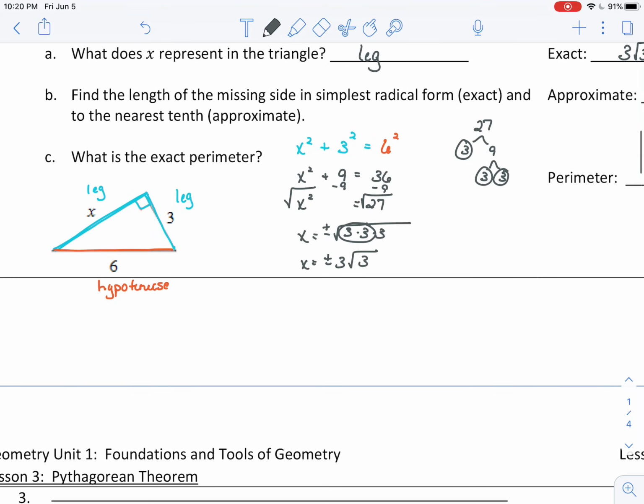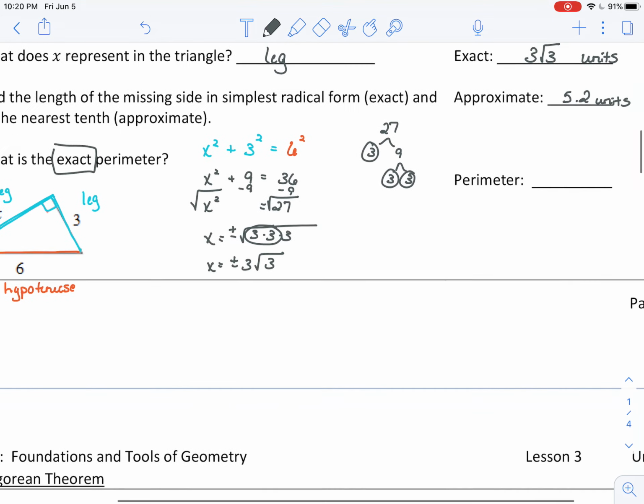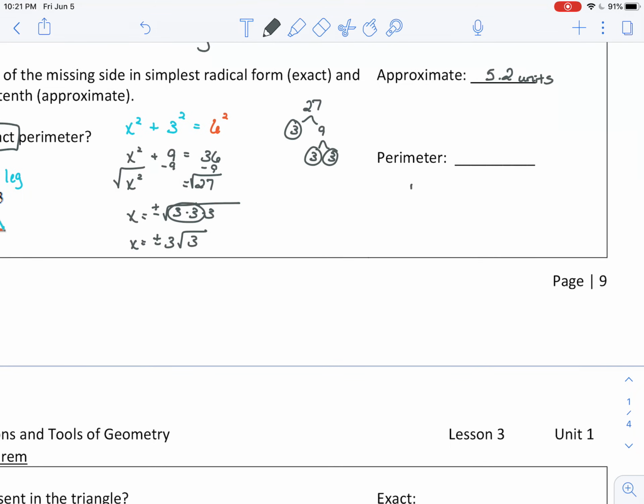And then if I want the perimeter, notice it says exact perimeter. I don't need that decimal solution. Perimeter is when you add up all the sides. We said one of the sides was a 3. The hypotenuse was a 6. And we found that the missing side was 3 root 3.